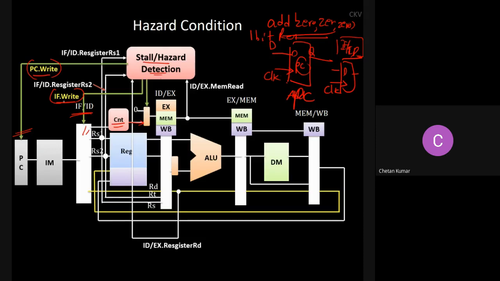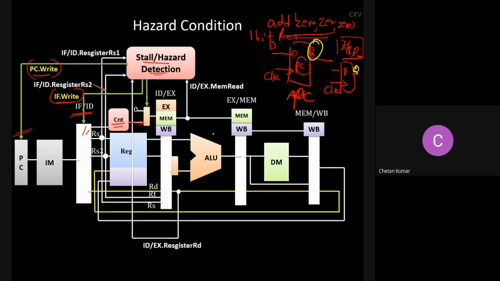The purpose of IF.write and PC.write is that your output value should not change. If this is the output value available for PC, and this is the value available for the IF/ID register, those values should not change. Feed Q back to D with a mux. Yeah, but is there a better solution? That is one solution.